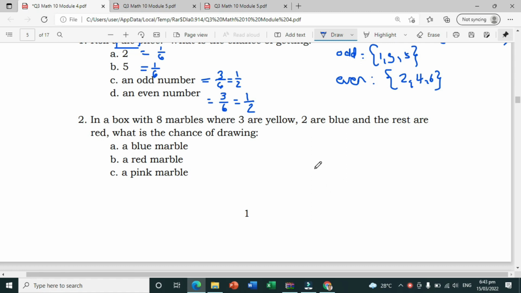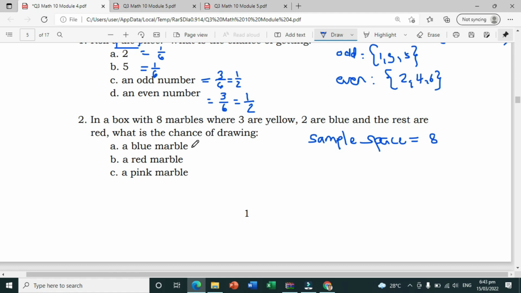Okay, number 2. In a box with 8 marbles, where 3 are yellow, 2 are blue, and the rest are red, what is the chance of drawing A, a blue marble, B, a red marble, and C, a pink marble? So, kung titingnan natin, ilan lahat yung sample space? Ilan lahat ang meron sa box, kumbaga? Ilang marbles? So, there are 8. So, ayan na. Isulat ko na lang yung 8. So, mayroon 3 yellow dyan, 2 blue, at saka yung natira, or the rest of the marbles, are red.